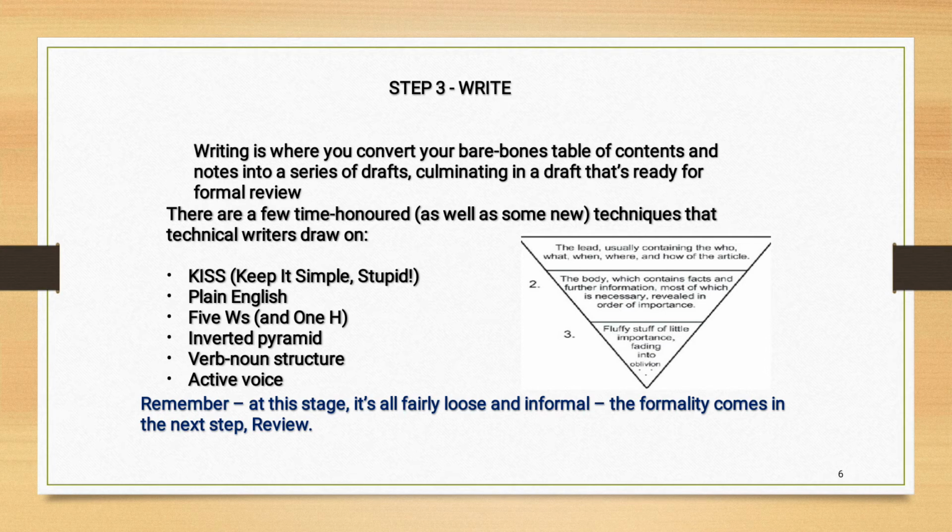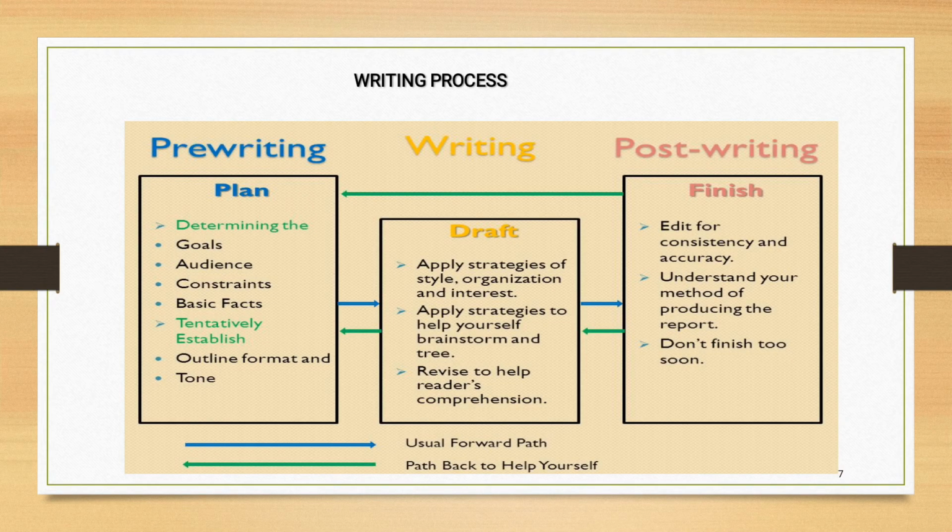Next is active voice. This is a very simple one. The technical document should be written in active voice as far as possible. Using the passive voice actually complicates the sentences and puts undue pressure on the reader. So, active voice is easy to understand and simple to use. That's why. And one thing we should remember is that at this stage it's all fairly loose and informal. The formality comes in the next step, that is the review process.